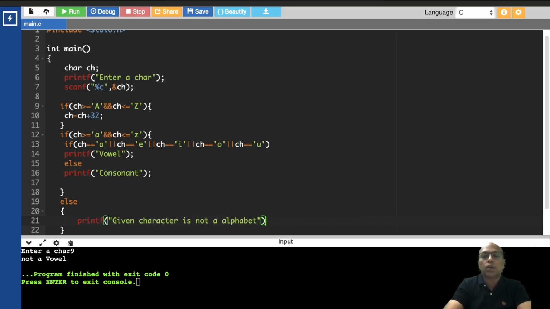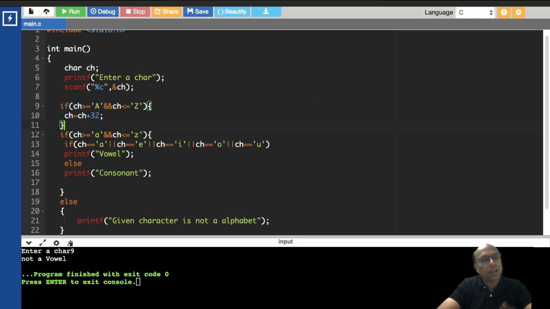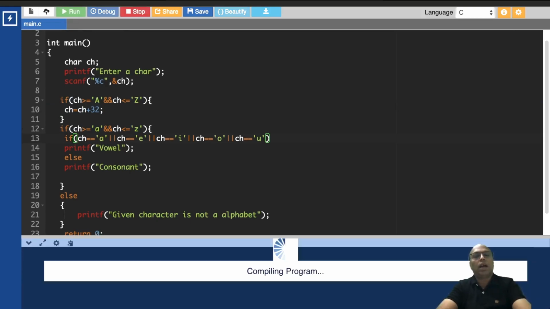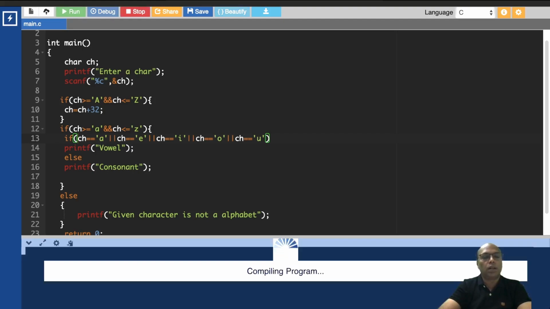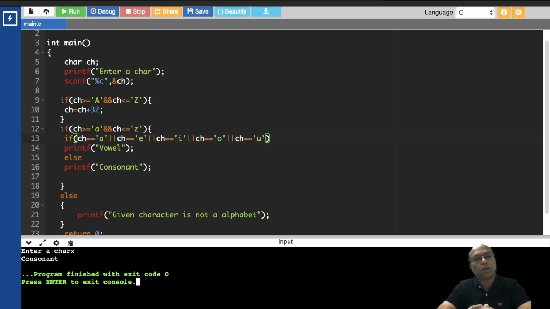So you might ask a question, sir, why did you not write uppercase here? No, I don't need to write this. Why? Because if uppercase is given, you convert into lowercase, then only come to the next statement. Therefore, I did not give this. Let's say I put 9, it is saying not an alphabet. If I put E, it is saying it is a vowel. X, it is saying it's a consonant.